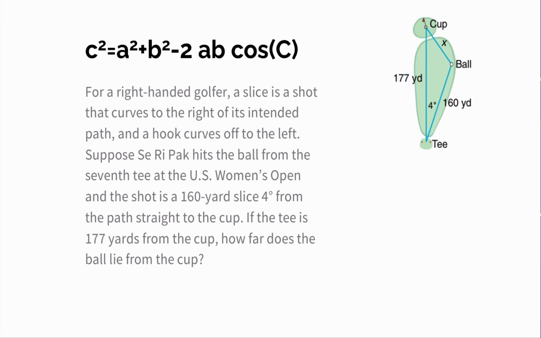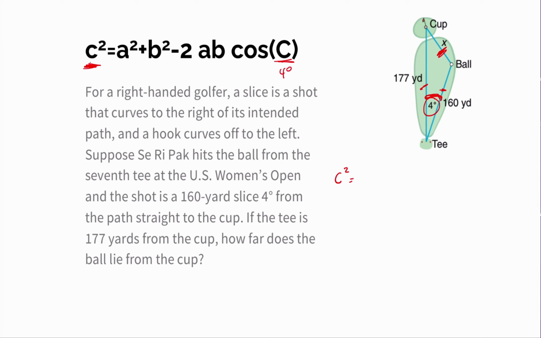So here's a drawing. We have 177 yards from the tee to the cup. The golfer hits the ball 160 yards. We want to find this missing side of the triangle, given that we know one angle. So here we are solving for the side opposite the angle, right? So we're solving for the c, because the 4 degrees goes in the cosine. So we're solving for c.